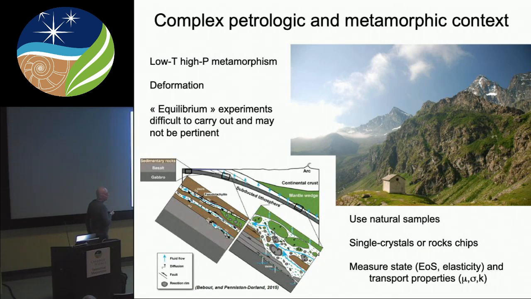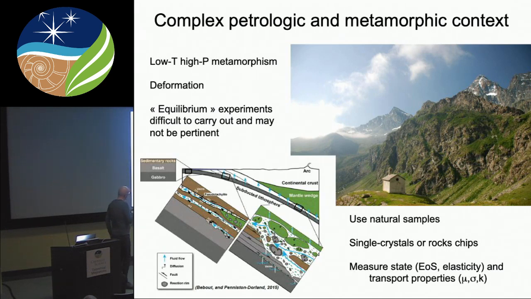And when we want to perform experiments to try and understand the properties of rocks in this kind of conditions, equilibrium experiments, or classical petrological experiments, are difficult to carry out because of the low temperatures. It means the kinetics are slow. You cannot synthesize very big crystals. You cannot do what we usually do in high pressure labs. And they also may not always be totally pertinent, because if we are at low temperatures in nature, then we can easily be out of equilibrium.